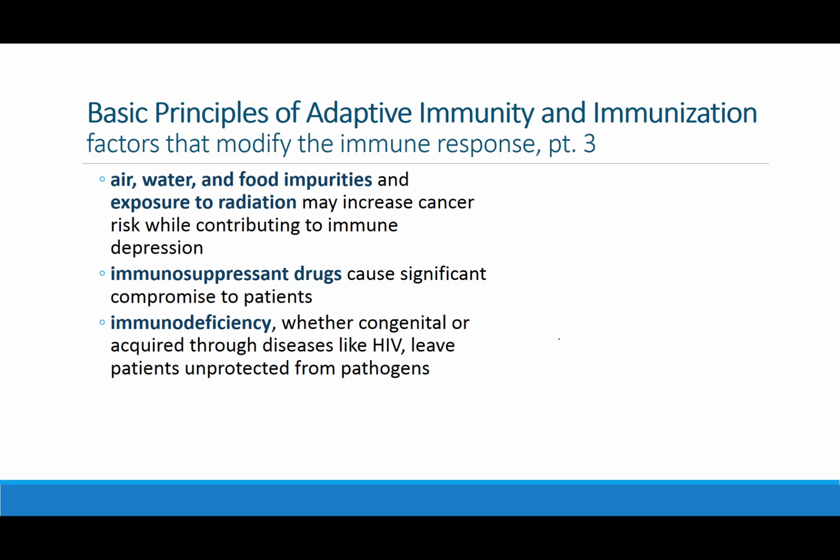And then last of all, air, water, and food impurities or exposure to radiation can increase cancer risk and depress immune function. Immunosuppressant drugs will also, of course, depress immune function and can cause compromise in patients. And immunodeficiency, whether it's congenital and genetic, or whether it's acquired through a disease like HIV, leaves patients unprotected from pathogens. Okay, everything you ever wanted to know about the factors affecting immune response and MALT.